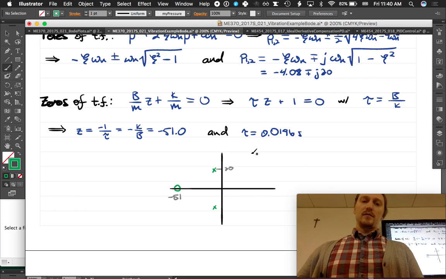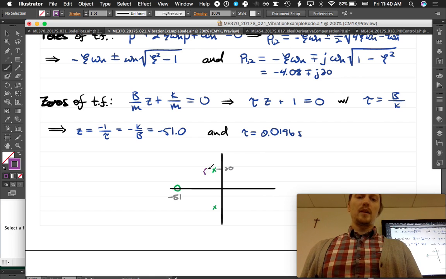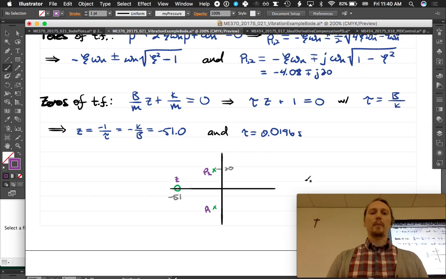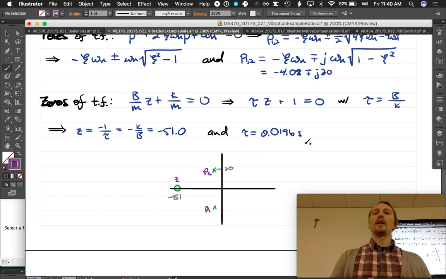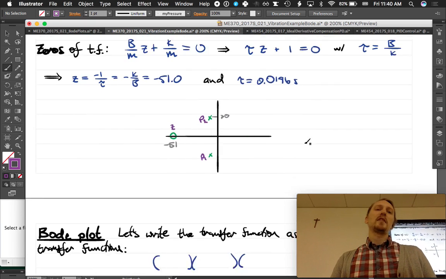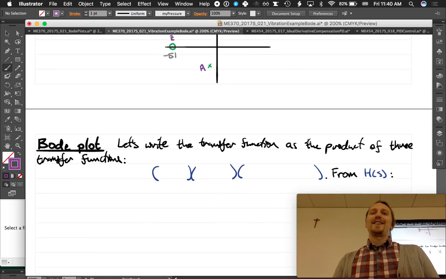So I can label these: here is P2, here is P1, and here is the zero, Z. I love purple and green together. I think they're really nice. They're complementary. Okay, so we have our pole-zero plot.